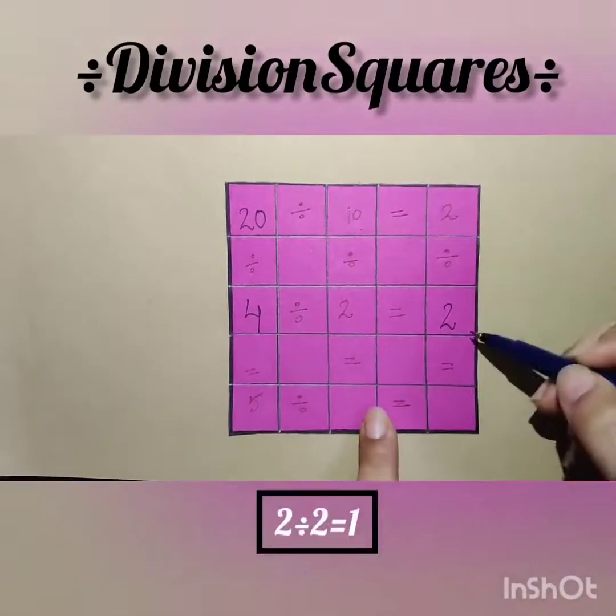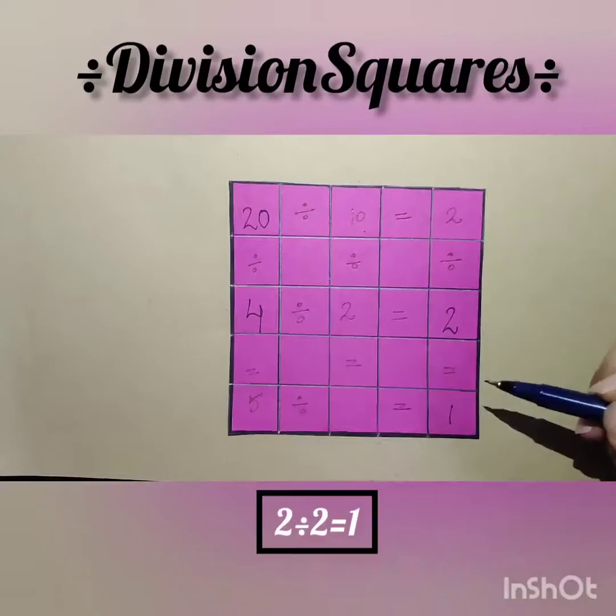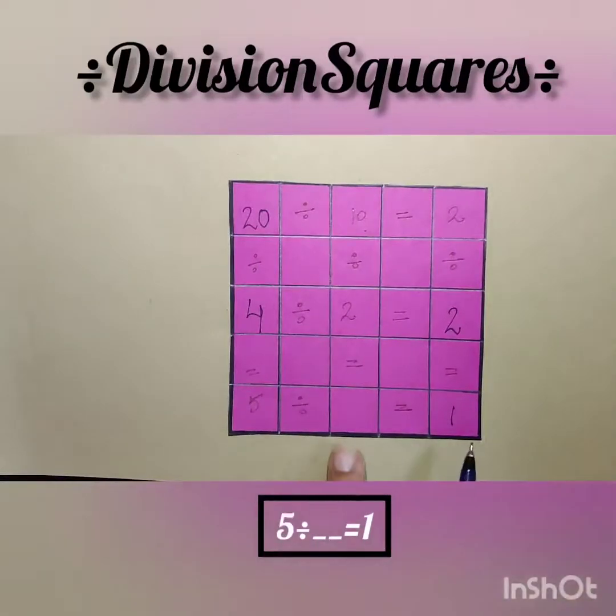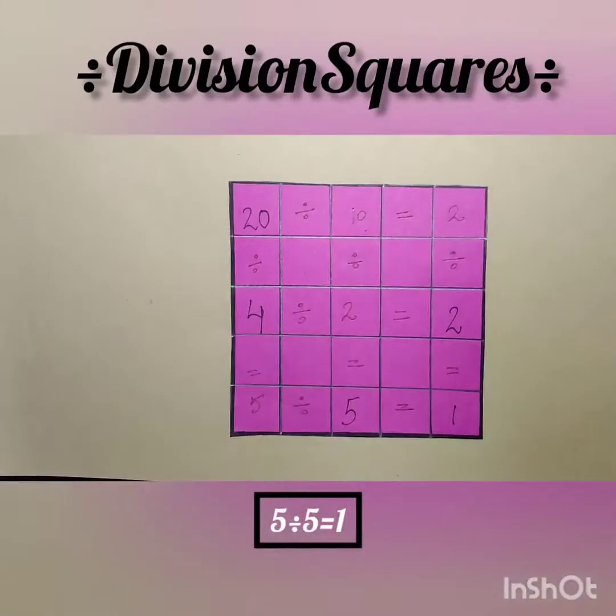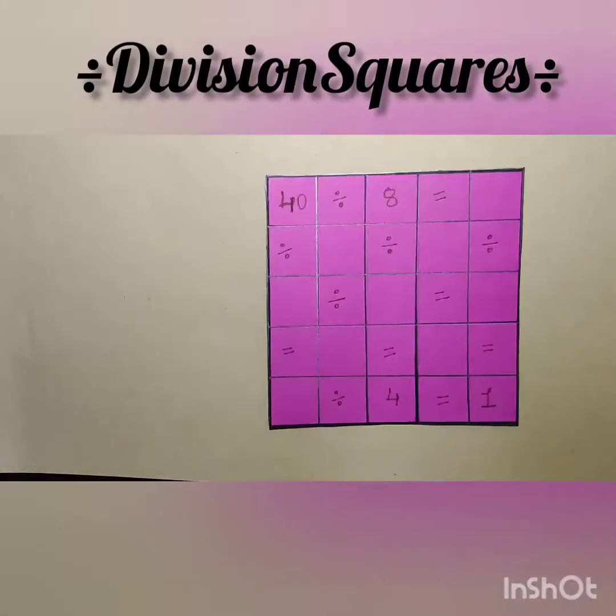Now 2 divided by 2, the answer is 1. 5 divided by which number, the answer will be 1? So 5 divided by 5. Now let's do the next one.